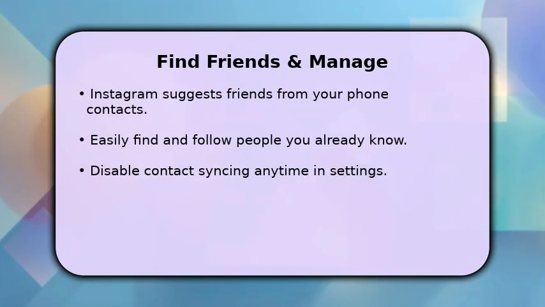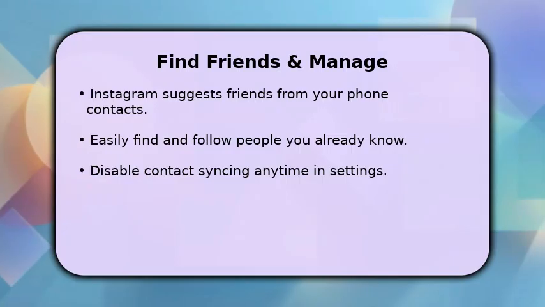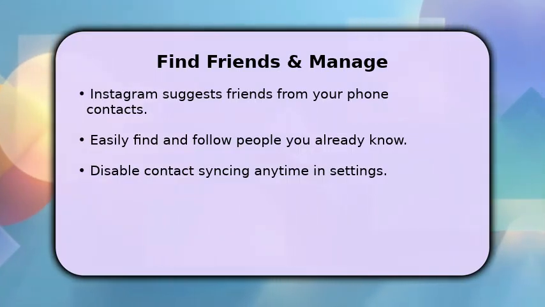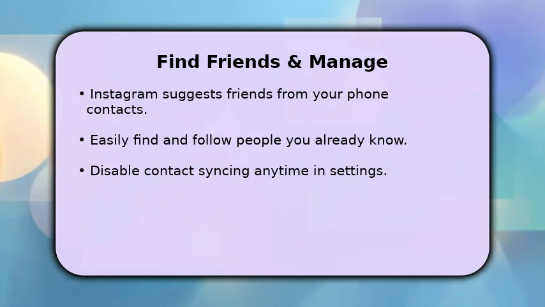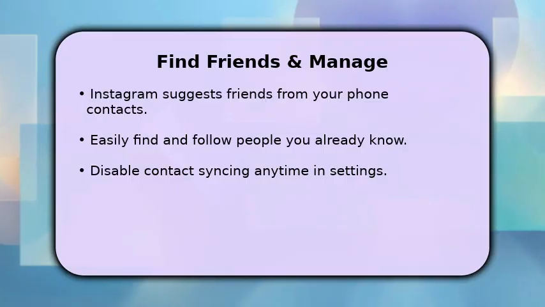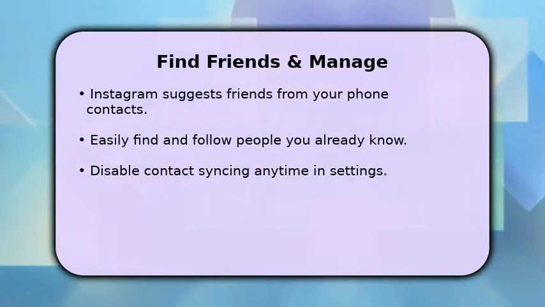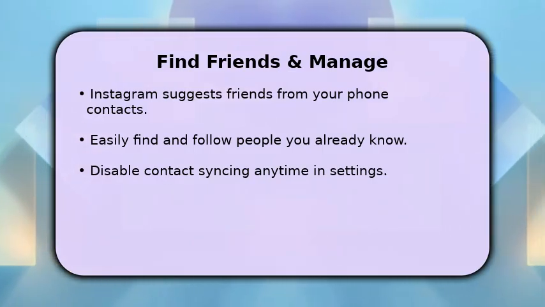With contact syncing enabled, Instagram will now suggest friends from your phone's contact list, making it much easier to find and follow people you know. Remember, you have full control. If you ever wish to stop syncing your contacts, you can simply return to these settings and toggle the Connect Contacts switch off.